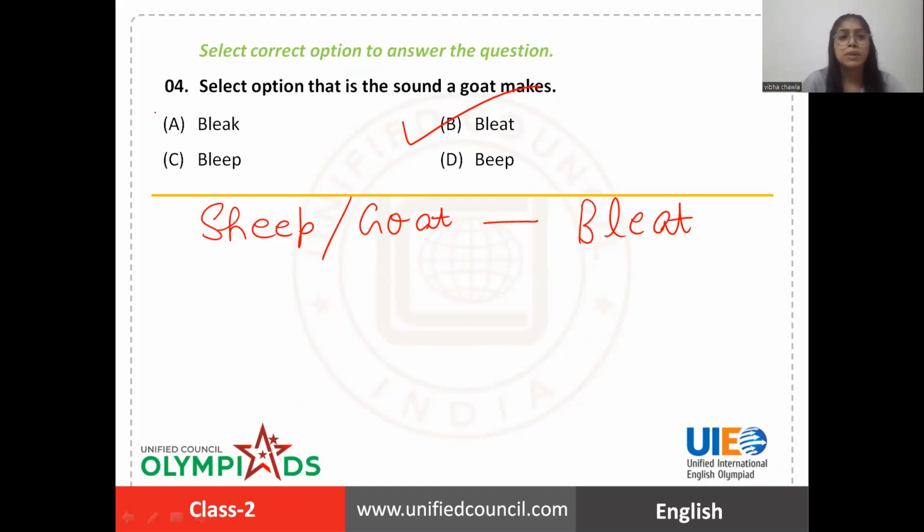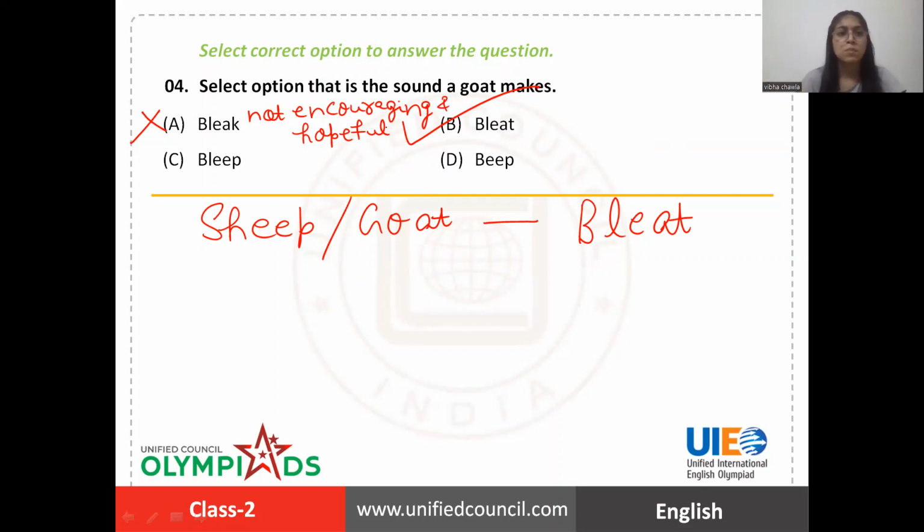If I talk about bleak, bleak is not a sound. It's a word, an adjective, and bleak means bad. If we use it for a situation, it is a bad situation, not encouraging and hopeful. This word can also be used for weather or any place sometimes. Then it means you can say unpleasant or cold. Cold place, cold weather, unpleasant place, like that.